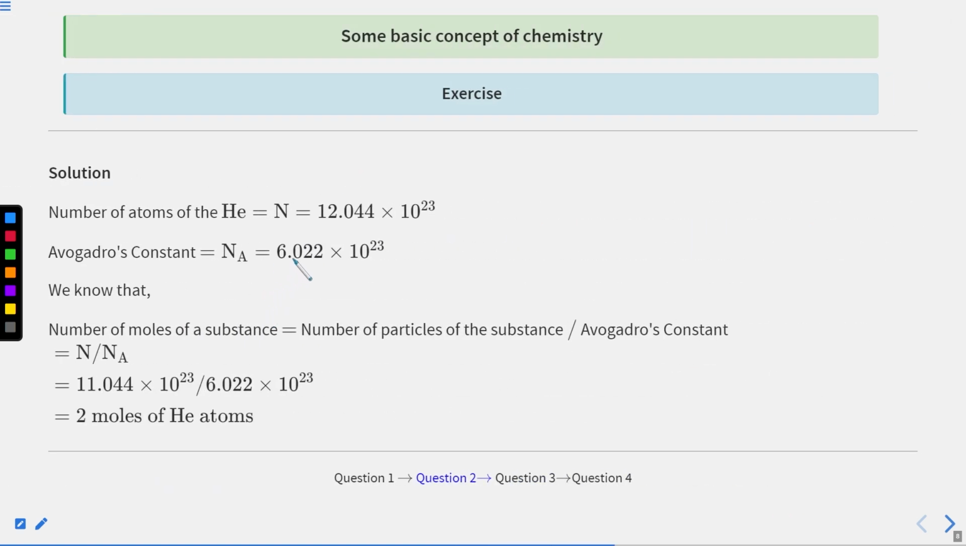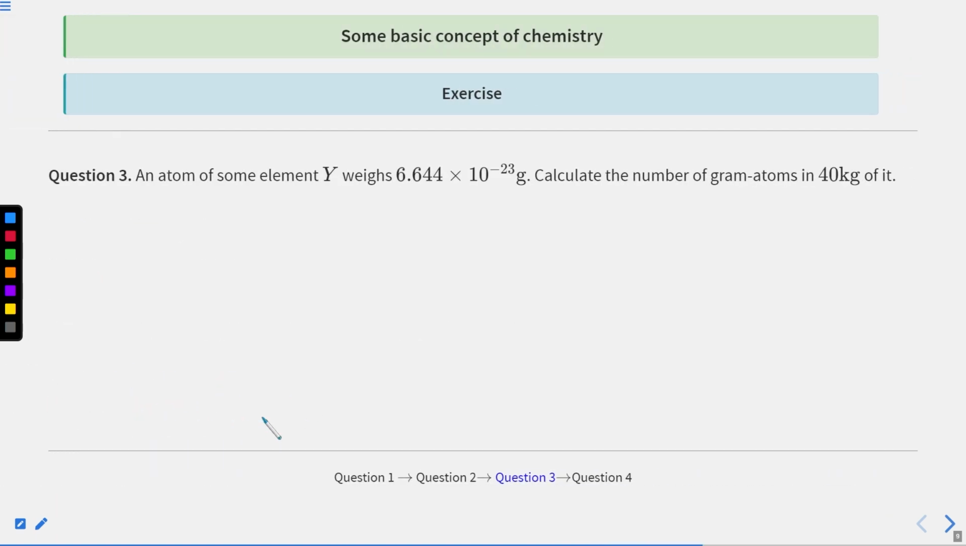It is written the same way. We know that this many atoms are present in 1 mole. Therefore, the number of moles in 12.044 x 10^23 atoms will be, this is not 11, this is 12.044 divided by 6.022, the 10^23 cancels out, and we get 2 moles of helium atoms.